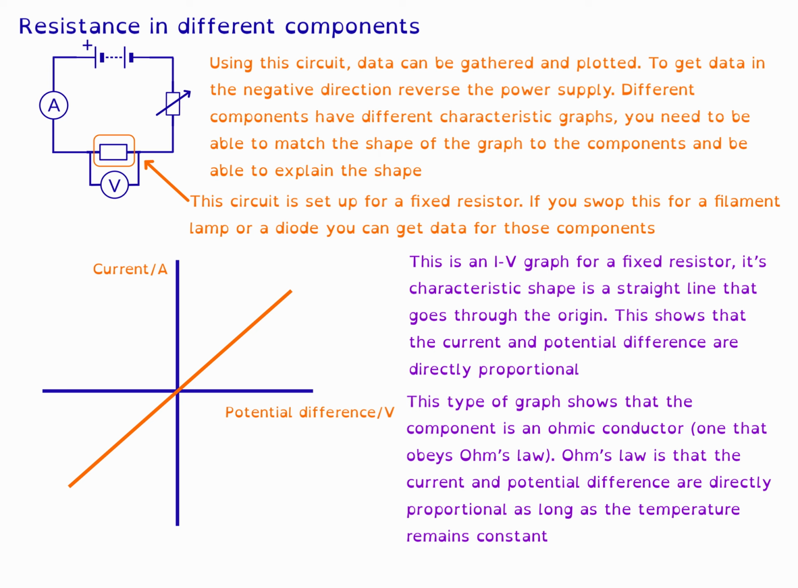This type of graph shows that the component is an ohmic conductor. That's one that obeys Ohm's law. Ohm's law is that the current and the potential difference are directly proportional as long as the temperature remains constant.